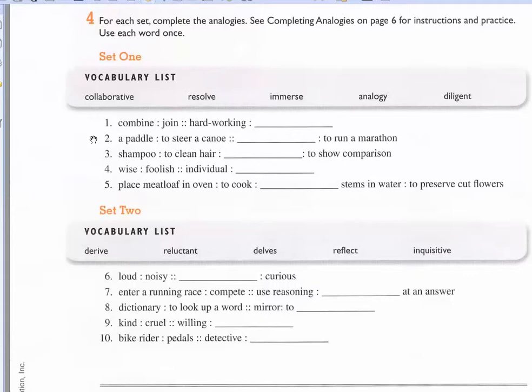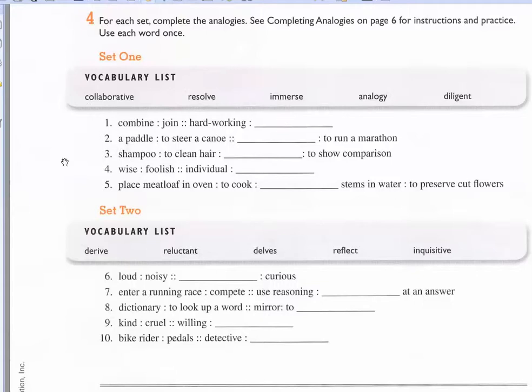For example, combine is to join, as hardworking is to what? So you have to ask, what is the relationship between the words combine and join? Well, they're synonyms. So what is the synonym of hardworking? Well, diligent is a synonym of hardworking, so that would complete that analogy.